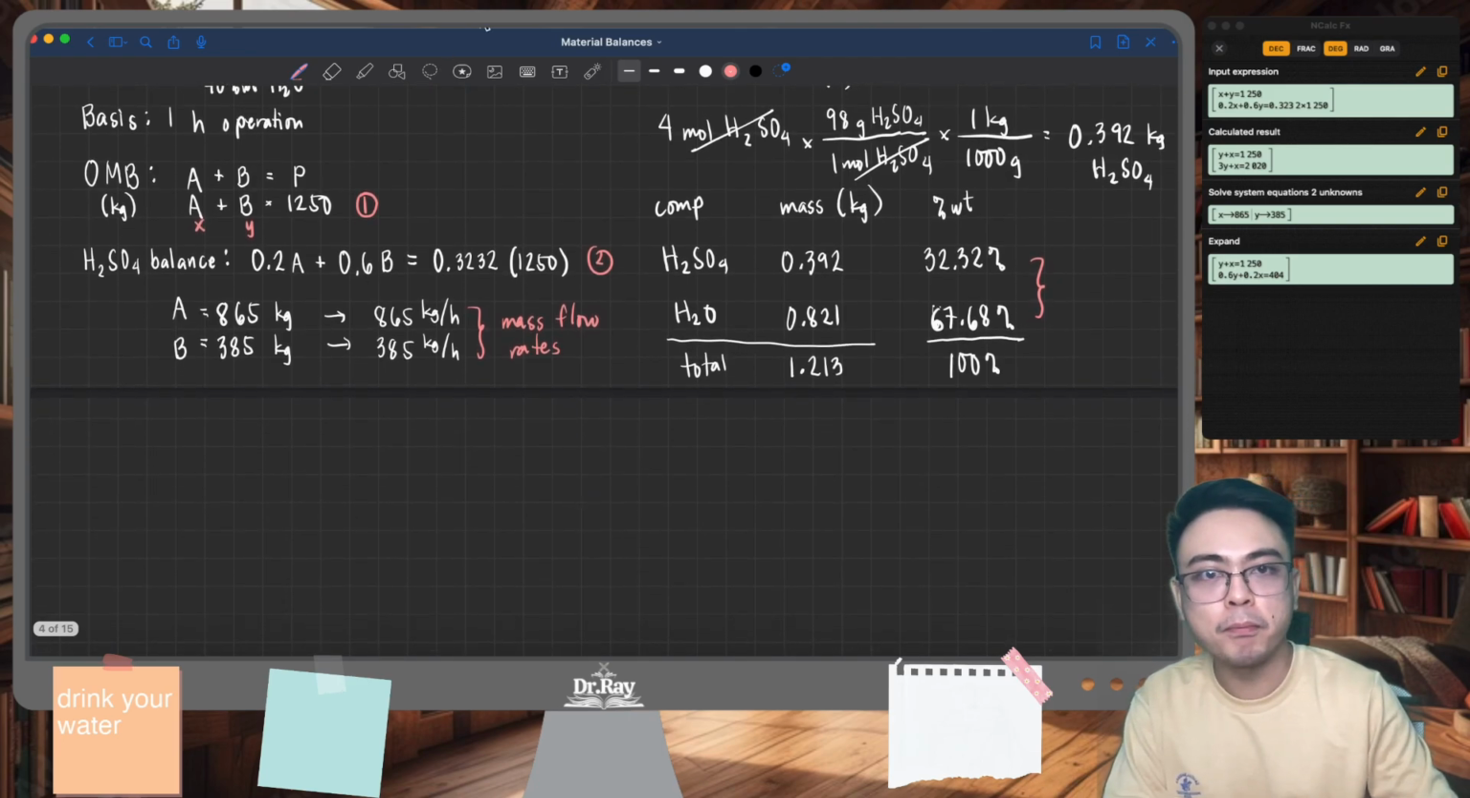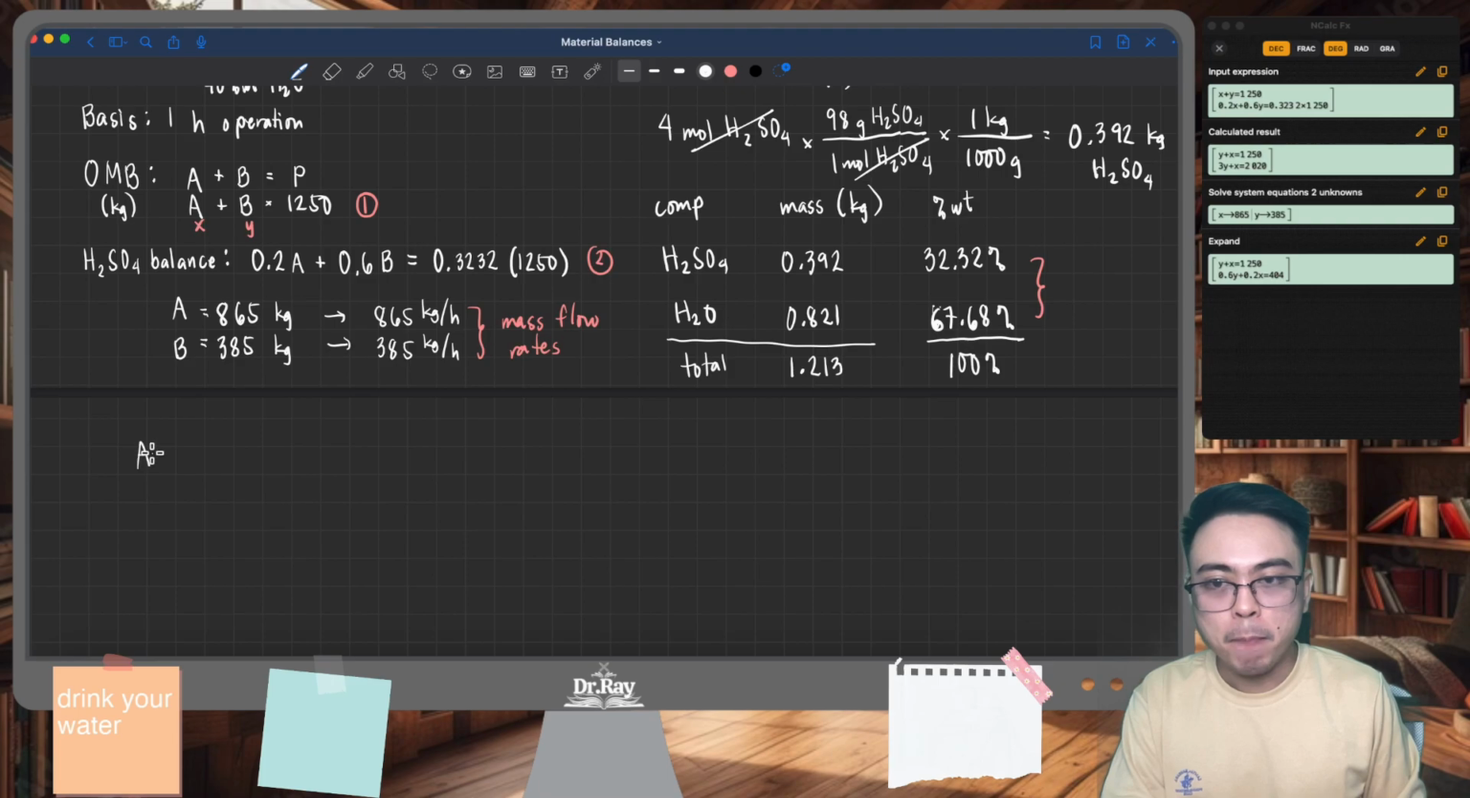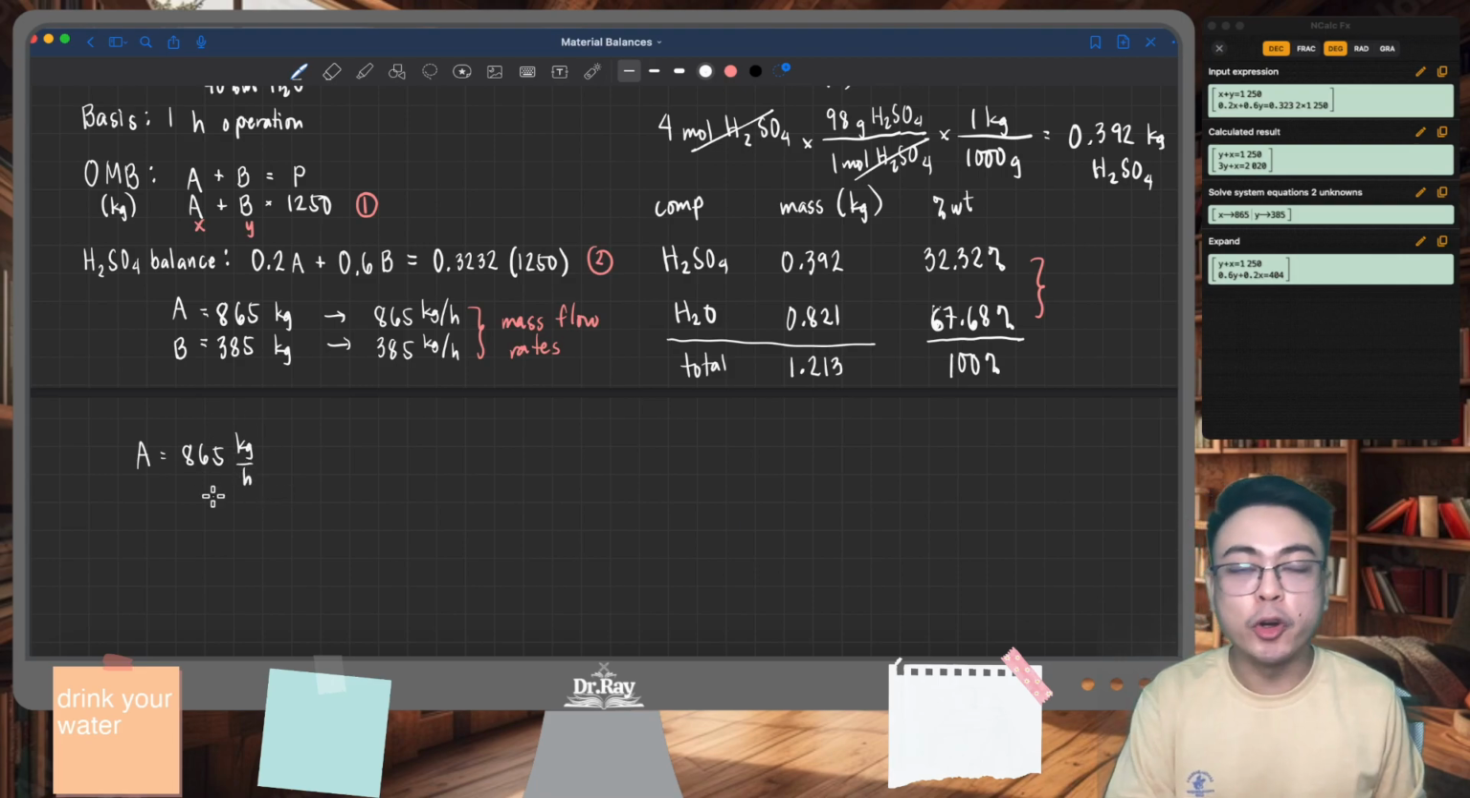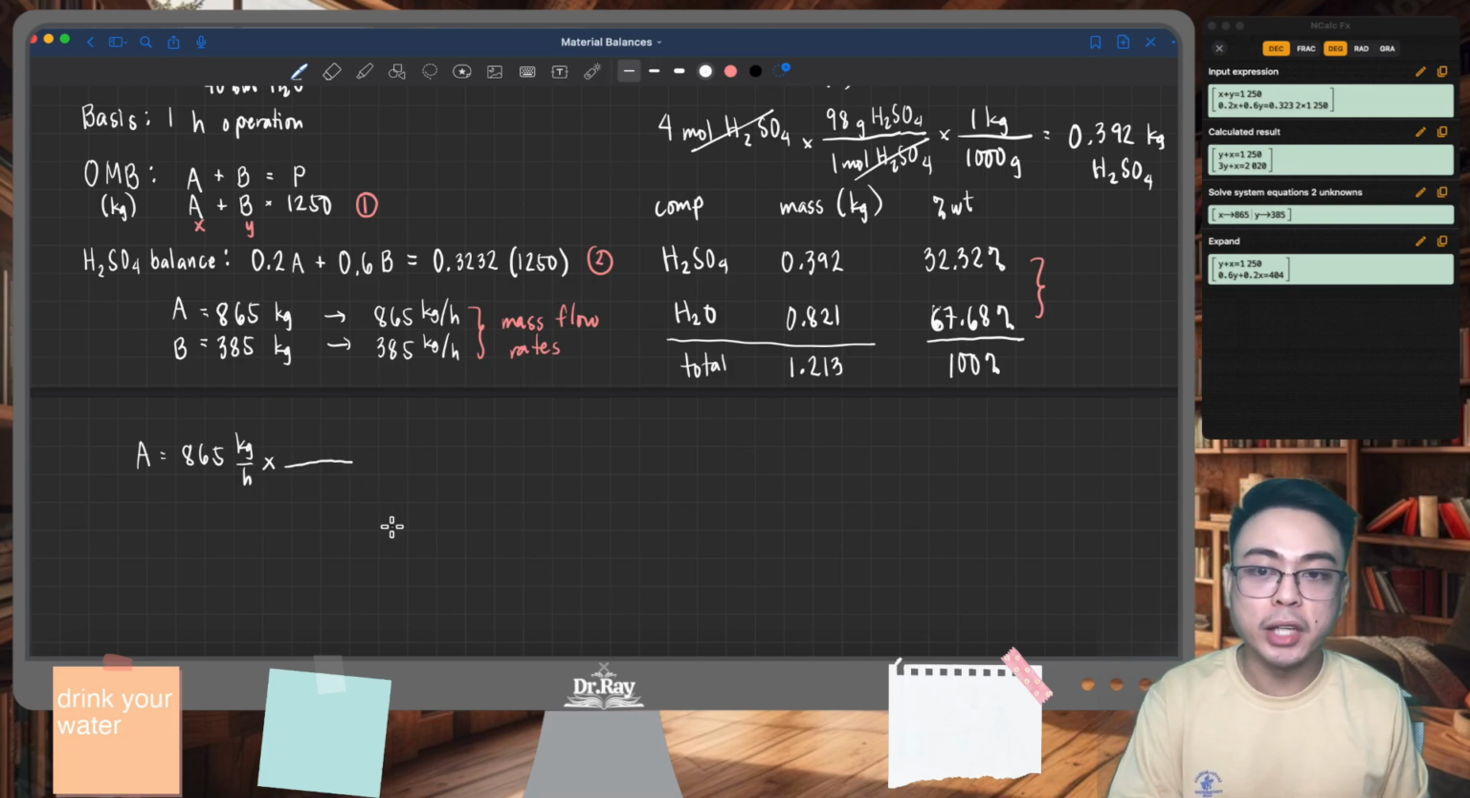Let me do that here. So let me do it first for stream A. We know that stream A has a mass flow rate of 865 kilograms per hour. I'm going to do it this way so that you can see the cancellation of units. Now, do we need to multiply or divide by the density? That depends on what unit you are trying to cancel. I'm trying to cancel kilograms, so I'm going to place that in the denominator. So apparently, we are going to divide by the density.